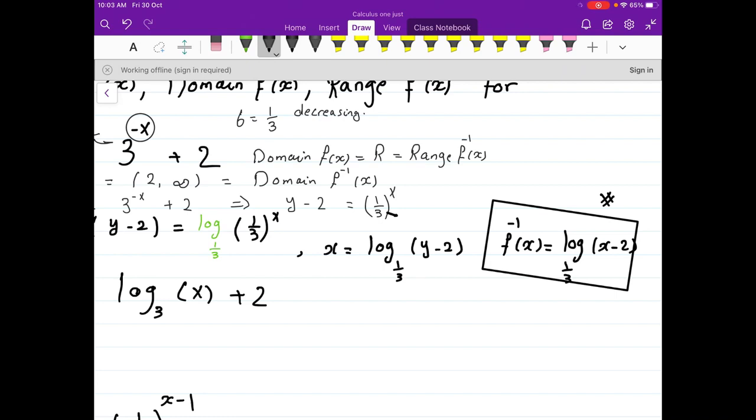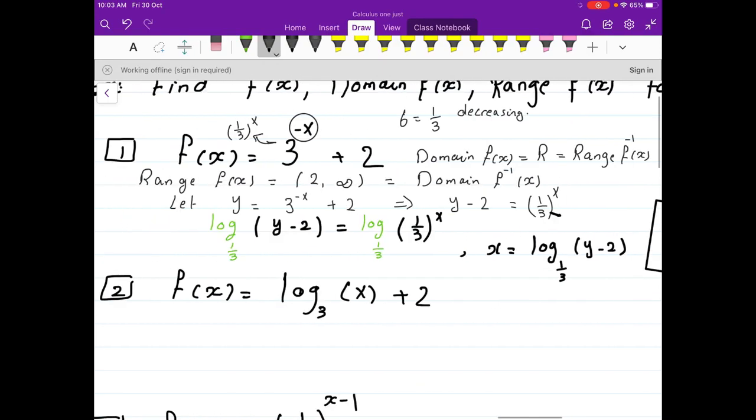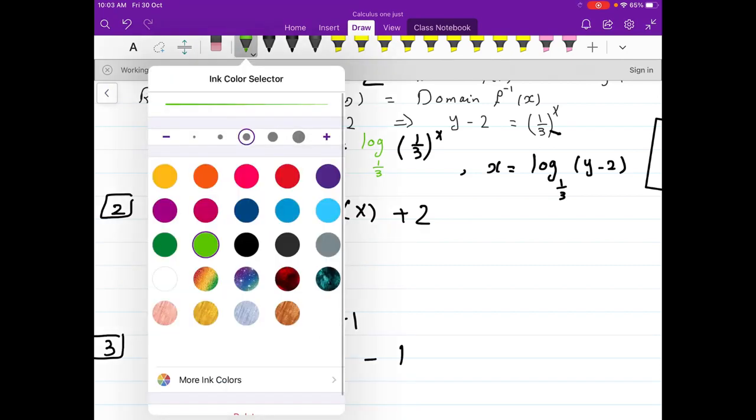What is the domain for f inverse? For the domain of f inverse, x minus 2 must be positive, so x is greater than 2. So the domain for f inverse is from 2 to infinity, and it will be open. Now the second function: f of x equals log x for the base 3 plus 2.